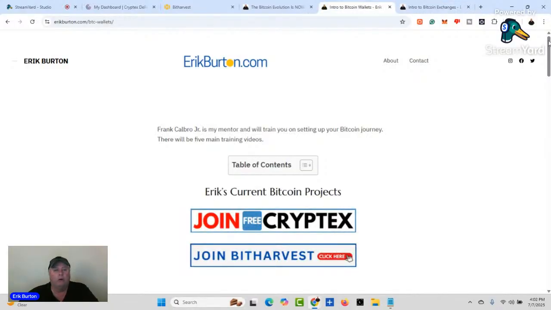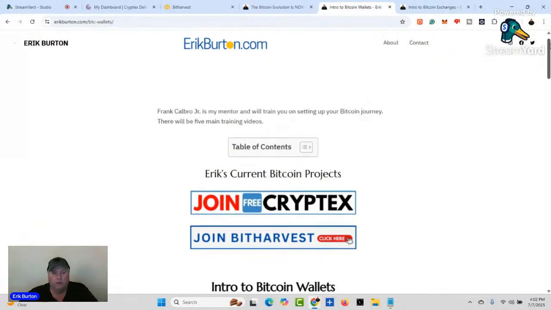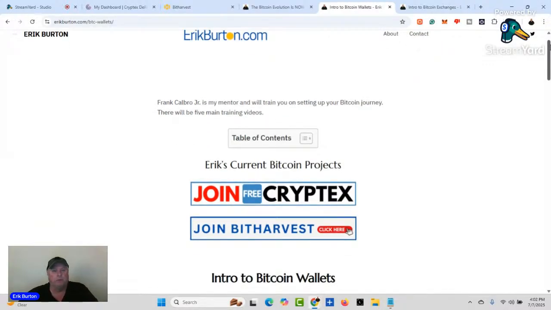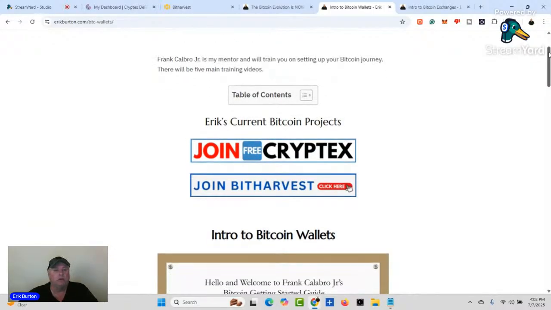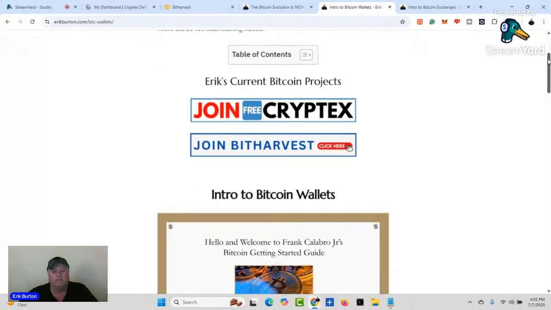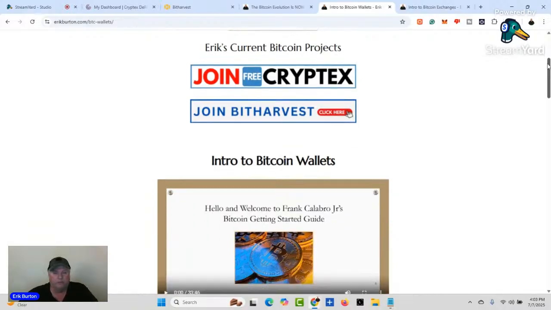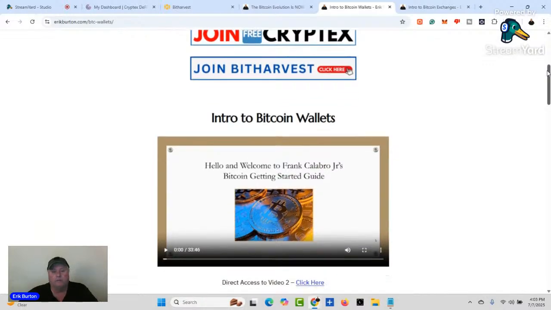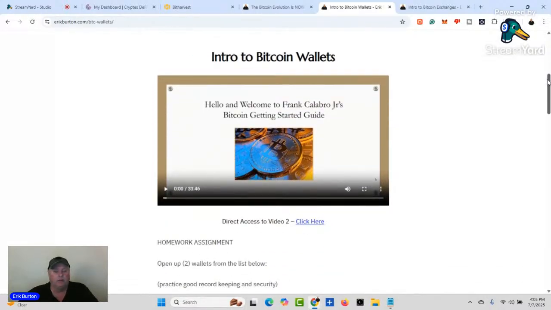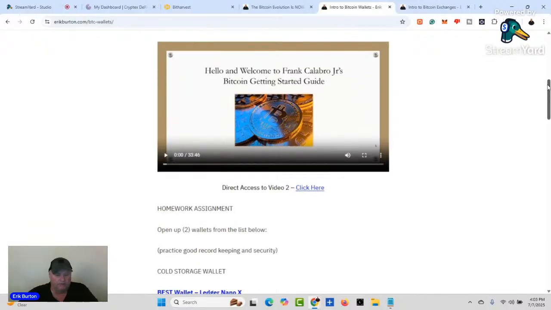Then there are also wallets, at ericburton.com/BTC-wallets. I call them Bitcoin wallets because I'm pretty much a Bitcoin hodler. I hold Bitcoin. I don't hold very many other cryptocurrencies. I might get into a few here pretty soon if I see a good price, but otherwise, I'm pretty much a Bitcoin enthusiast, and I focus on that. And then from there, it's pretty easy to go into other cryptocurrencies from understanding Bitcoin itself. Here's another intro training into Bitcoin wallets.